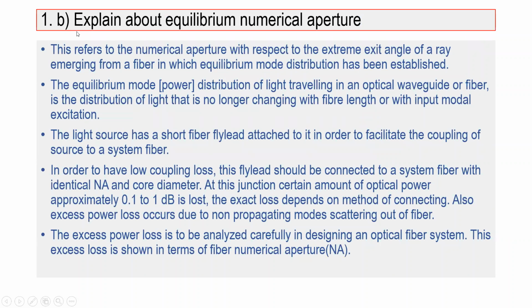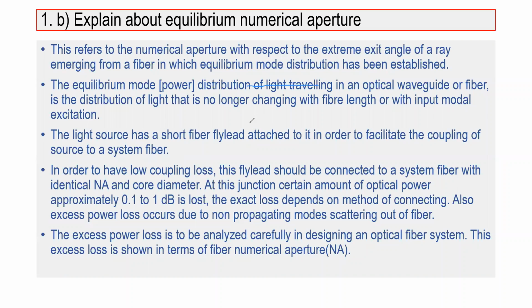Now coming to the second question in the first one, 1B, explain about equilibrium numerical aperture. Generally we learned what is numerical aperture. In this we will be learning about equilibrium numerical aperture. This refers to numerical aperture with respect to the extreme exit angle of a ray emerging from a fiber in which equilibrium mode distribution has been established. Okay. What do you mean by equilibrium mode here? What we are talking about is the extreme exit angle of a ray.